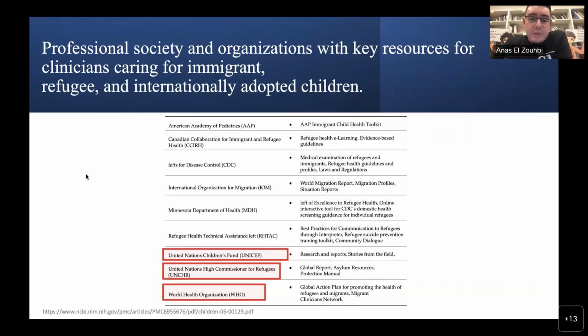Now, these are some of the organizations and societies that have allocated some of their resources to help support children of refugees. With regards to our region, the most important ones would be UNICEF, the United Nations Children's Fund, the United Nations Commissioner for Refugees, and the World Health Organization. They have allocated funds for research, for financial support, and even for action plans and policies to help support refugee children and refugees in general as well.